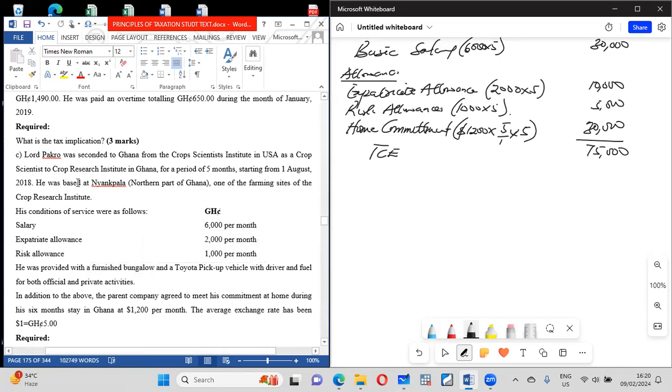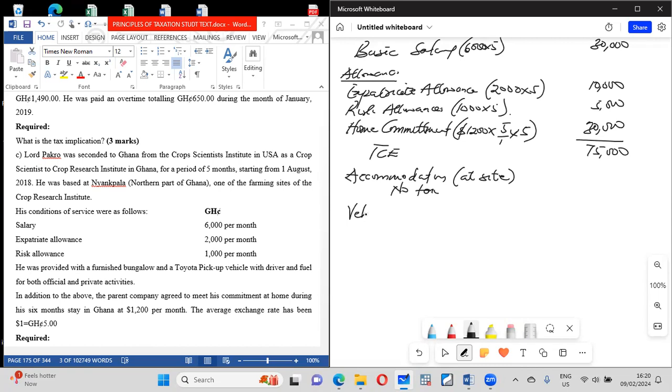All right. So he said that he was based in Yankpala, one of the farming sites. All right. That is where he is based. So it means that this accommodation element is excluded. At site, so it won't be taxed. That money that you get won't be taxed, so no tax, exempt from tax. So you need to be very, very careful when you are reading the question.